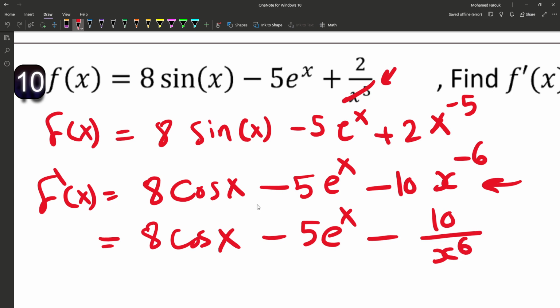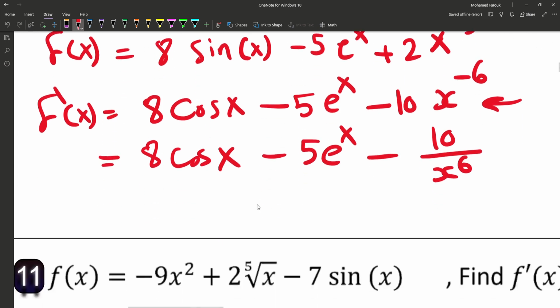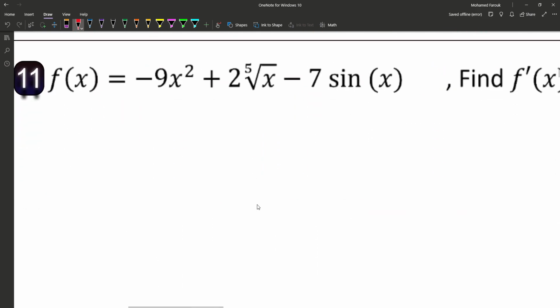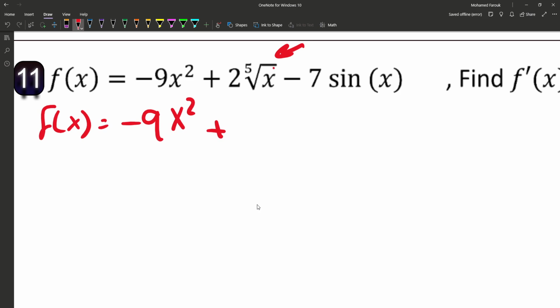Okay, we will put it in the denominator because it's a negative sign. Next one, we have a problem here, so we'll fix it first. It will be f of x equal to negative 9 x squared. This one will make it the power over the radical, so it will be 2 times x to the 1 over 5, fifth root, minus 7 sine x.